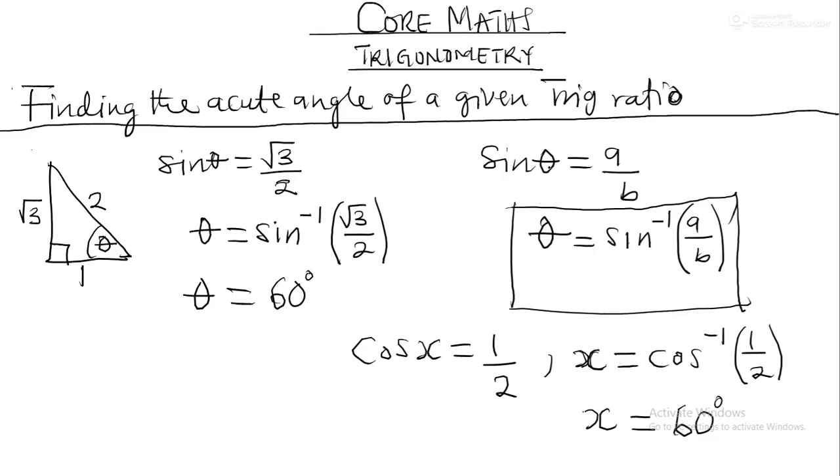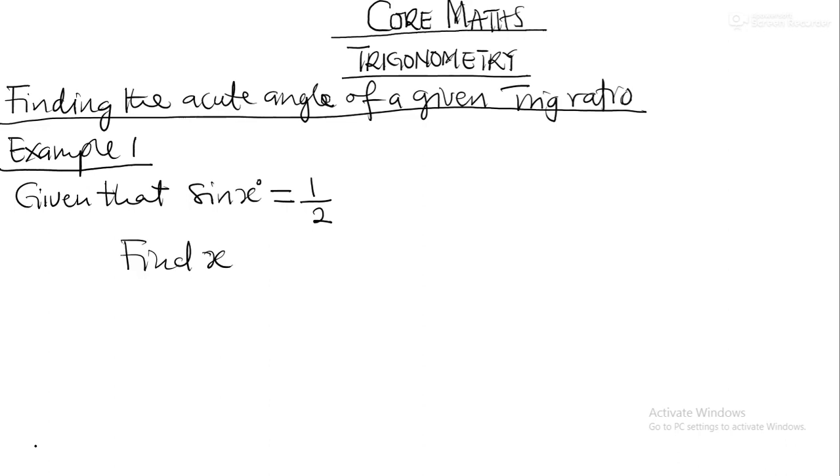To find the angle when a given trig ratio is given, what you do is that you find the inverse trig of the ratio and you use your calculator to get the value of what? Theta, or the specific angle symbol used. Right. So to build our confidence, let's solve some examples.